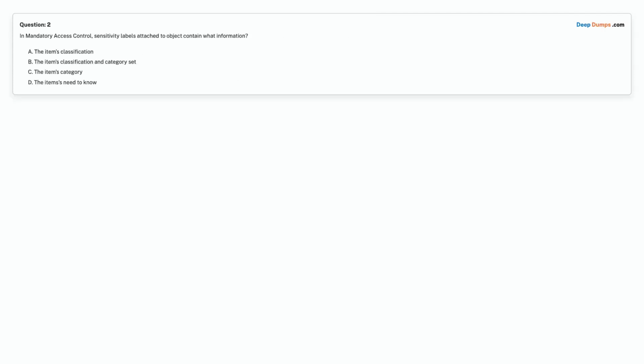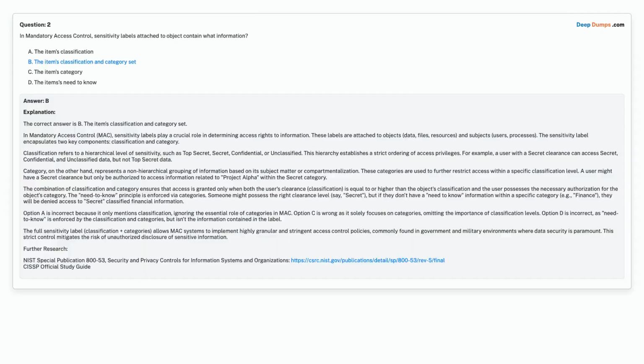Question 2. In mandatory access control, sensitivity labels attached to object contain what information? Option A. The item's classification. Option B. The item's classification and category set. Option C. The item's category. Option D. The item's need to know. Choose the correct answer. Correct answer is Option B. The item's classification and category set.